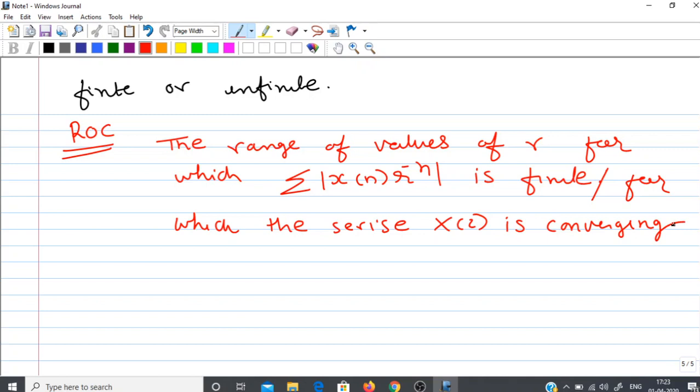So if somebody asks us to find ROC, what do we have to find? We have to find the range of R for which this summation of mod x[n] r to the power minus n is finite. Now we shall take some examples.